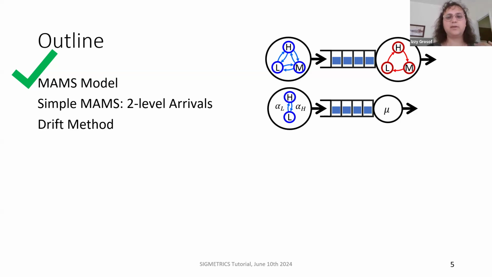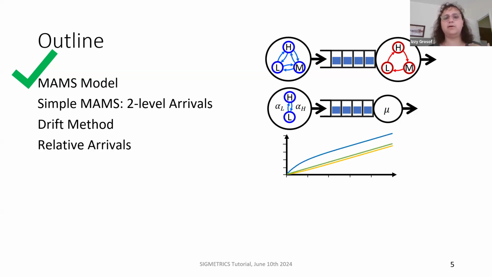Specifically, I'm going to tell you about the drift method, which is going to be the key approach we use for analyzing the system. Then I'll tell you about this new concept we've come up with to allow us to apply the drift method to the MAMS system, which is called relative arrivals. And then I'll show you what results that allows us to prove for this two-level system.